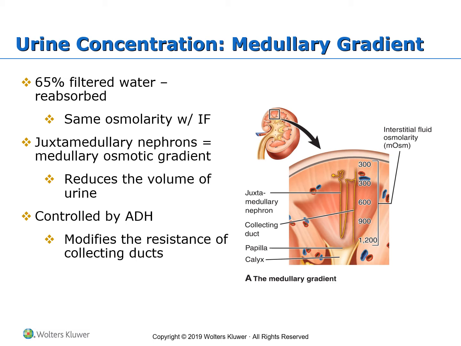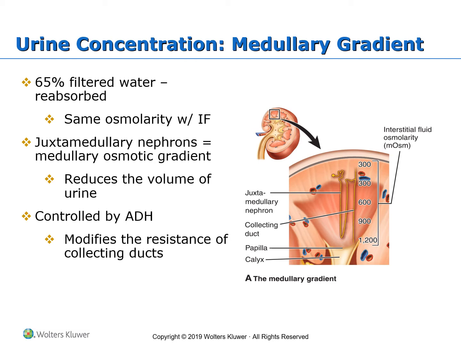So we are reviewing what is happening. We are filtering a lot of fluid in the glomerulus. At the level of the proximal tubule, we reabsorb about 65% of the filtered water, and most of it is done by what is called osmosis. The osmosis of the water is the result of the water following some solutes, especially sodium.